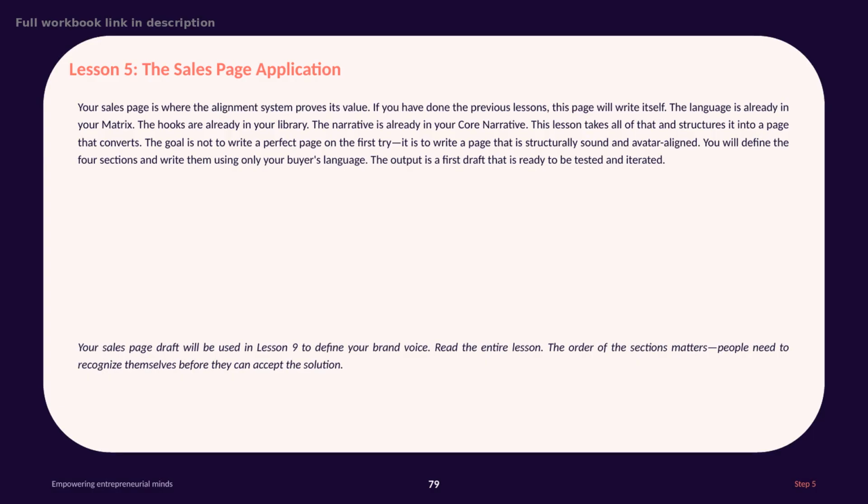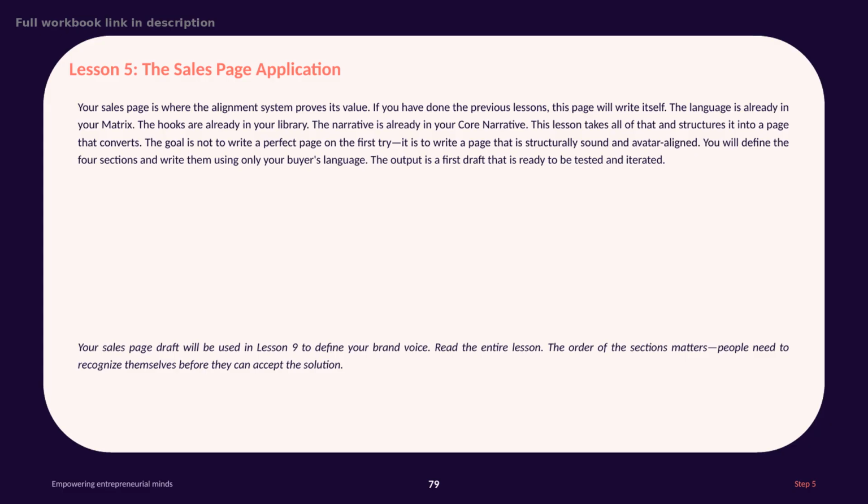Your sales page is where the alignment system proves its value. If you have done the previous lessons, this page will write itself. The language is already in your matrix. The hooks are already in your library. The narrative is already in your core narrative. This lesson takes all of that and structures it into a page that converts.